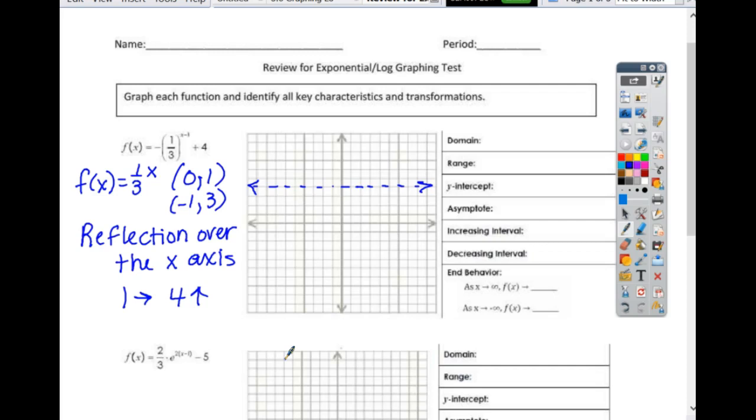All right, so I'm going to start with point 0, 1. We're going to reflect over the x-axis. I'm going to move 1 and up 4. I'm going to take point -1, 3. I'm going to reflect it over the x-axis. Move 1.